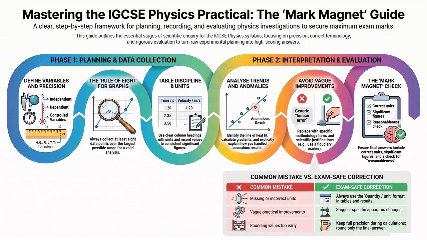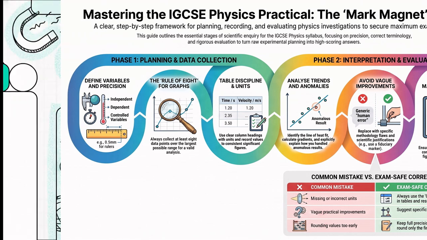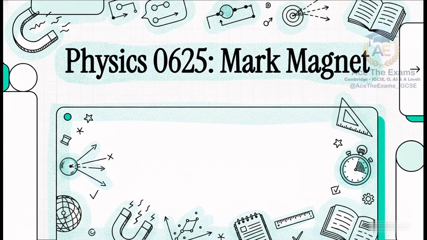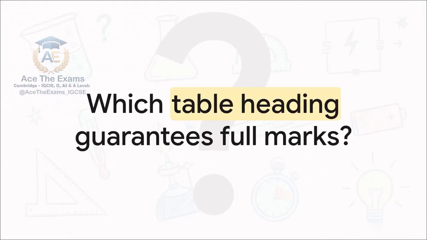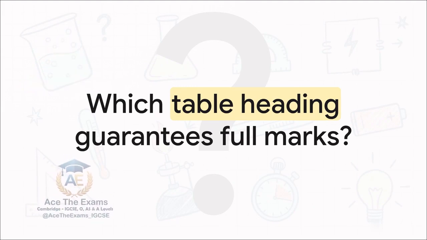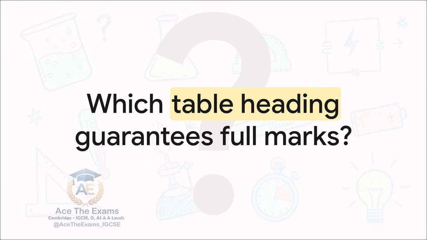Choosing the wrong table heading format in your Cambridge IGCSE Physics practical is a painful mistake that instantly strips easy marks from your paper. You are literally throwing away points before you even start the math. So lock in your answer right now. Which of these table headings guarantees full marks? Is it A, mass with a lowercase g and parentheses, B, mass/g, or C, mass in grams spelled out?